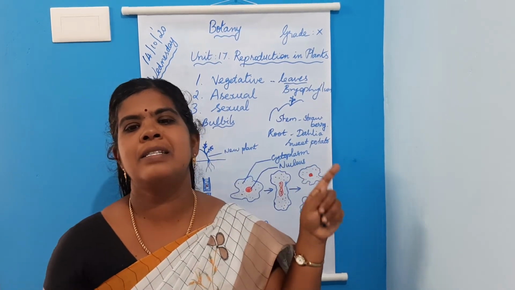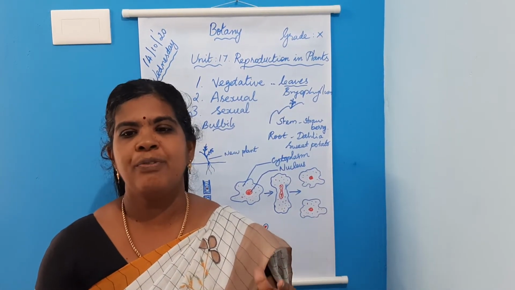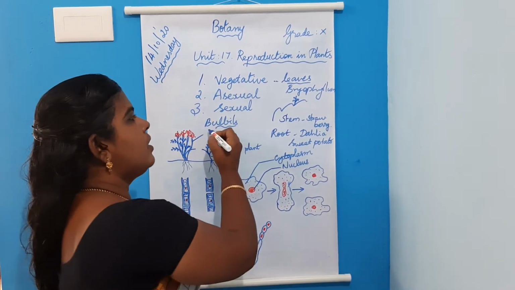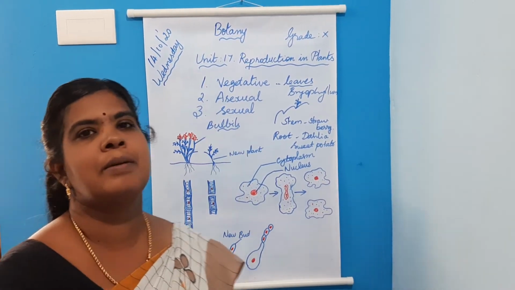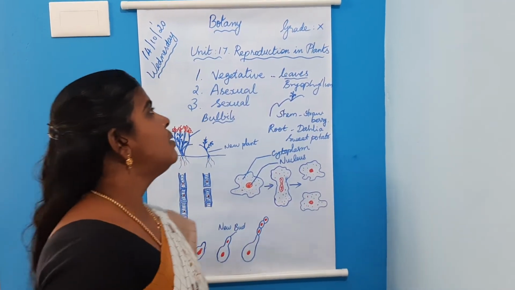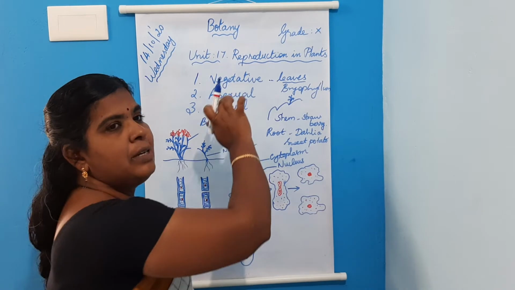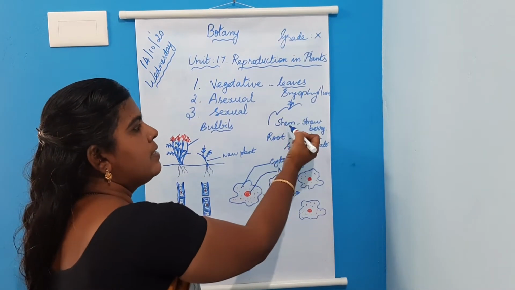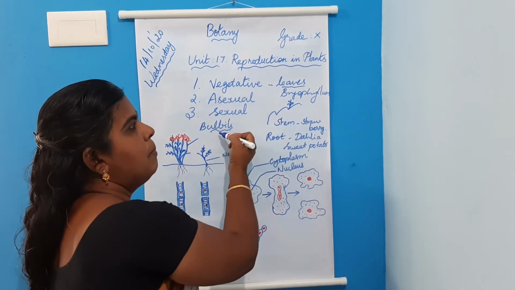In some plants, the flower bud modifies into a globose bulb. These bulbs are called bulbils. Through bulbils, the plants can propagate and produce the young ones. So vegetative reproduction in plants takes place by means of leaves, stem, root, and bulbils.